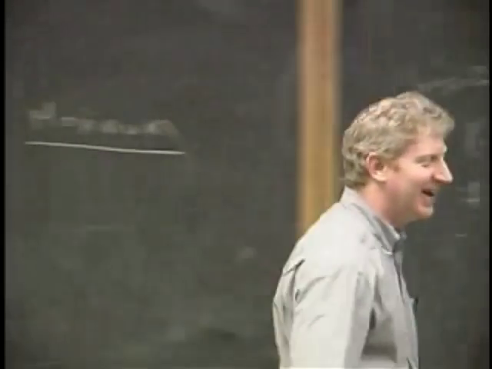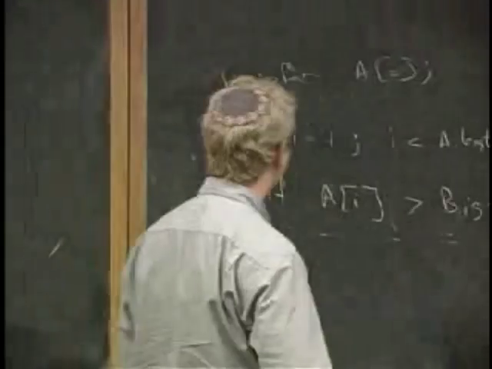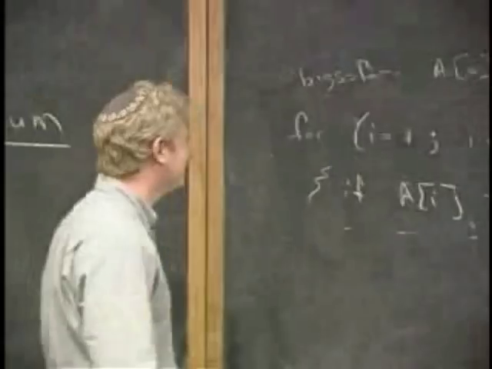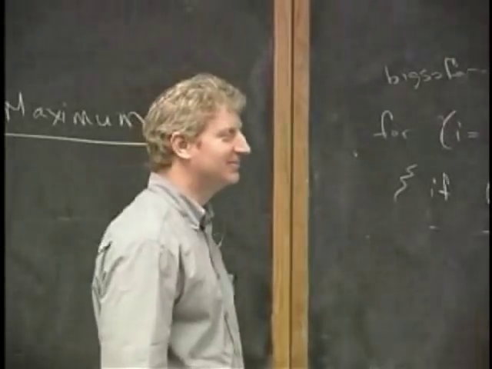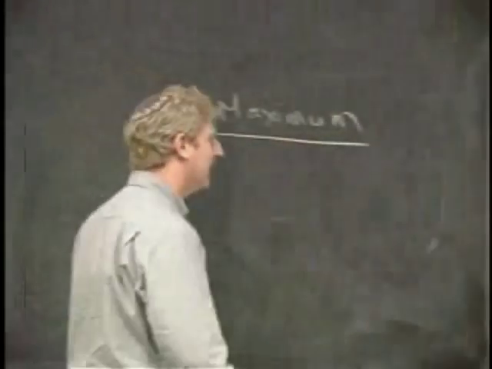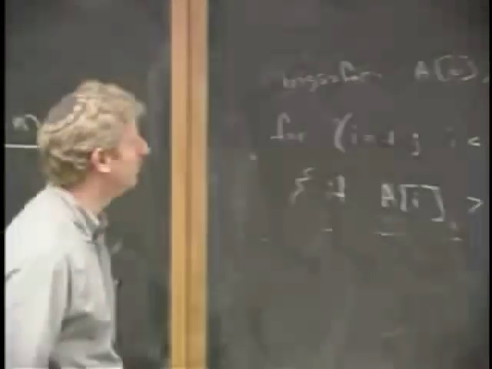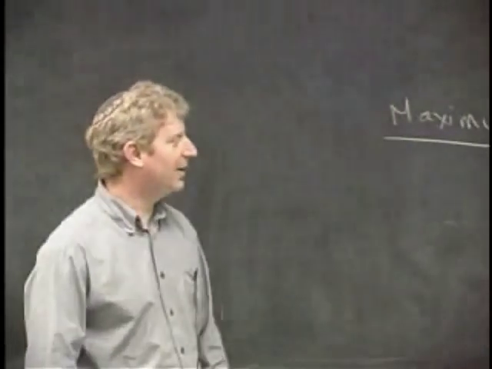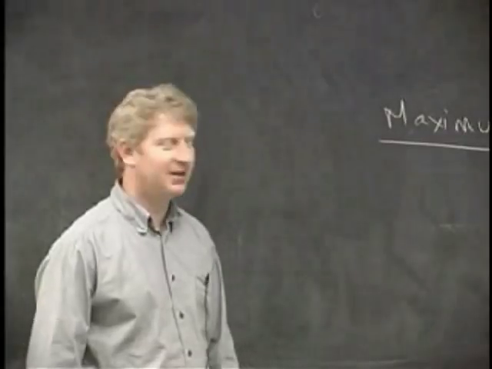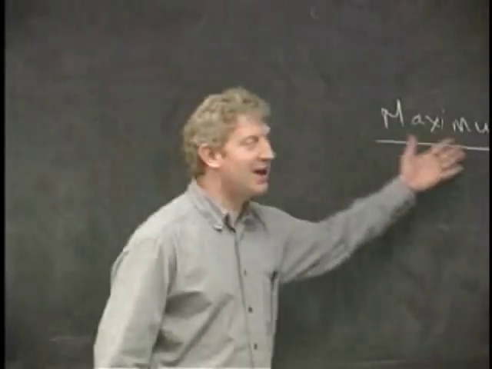Oh, wait. Oh, no. I missed something. How do we know that A has any elements? I guess it could be empty, but let's assume it's got some. It's true that when you write any code, you've got to test for everything. All right, fine. This is the maximum. How long does this take?